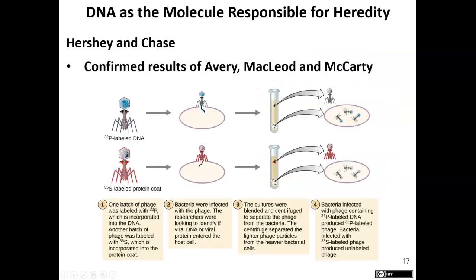Hershey and Chase in the 1950s then confirmed these results. So what they did was they were using bacteriophages and bacteria. Bacteriophages are bacterial viruses. They used either radioactive phosphorus, which was labeled in the DNA, or they used radioactive sulfur, which was found in the protein capsid outside of the bacterial virus, okay? They then put the bacteriophage with the bacteria in a solution, let them hybridize.